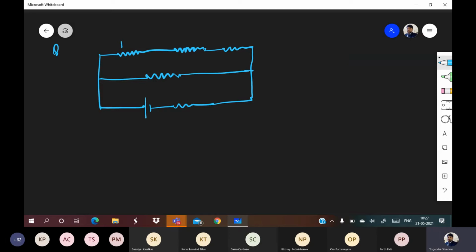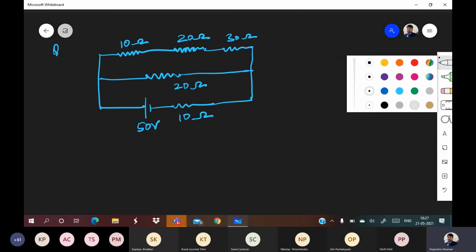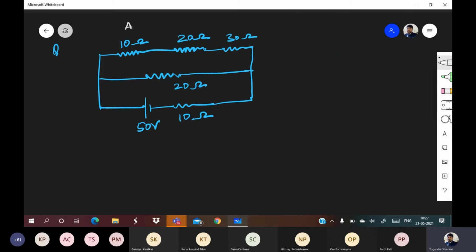So all these are, this is 10 ohm, this is 20 ohm, and this is 30 ohm, and this is 20 ohm. This is 10 ohm, and this is 50 volt. Okay, let me call this as A, B, C, D.